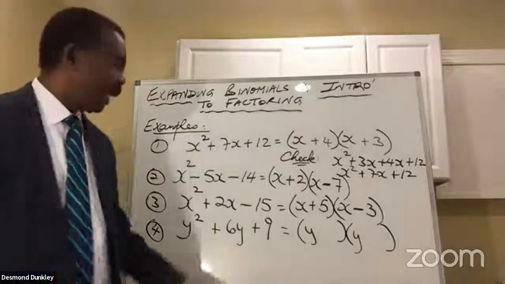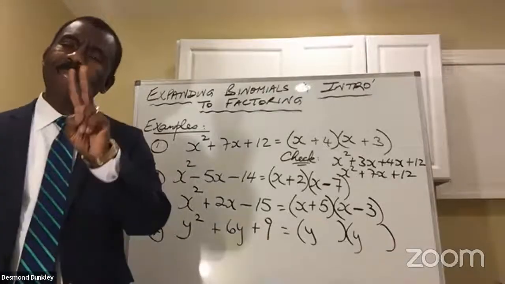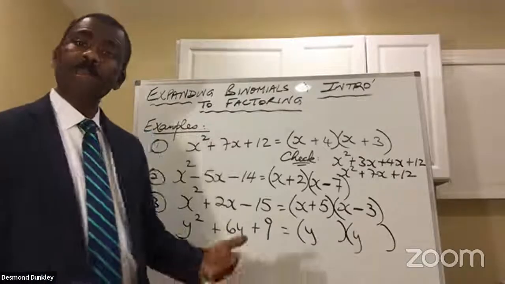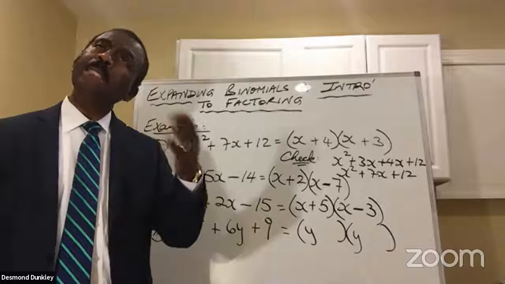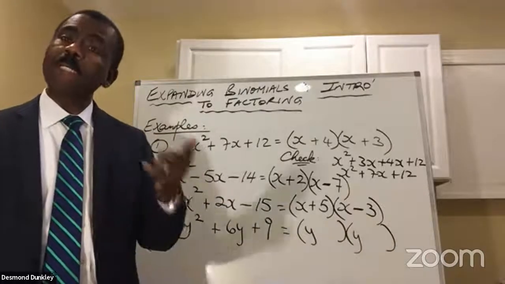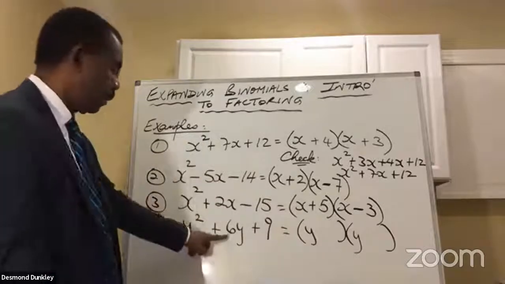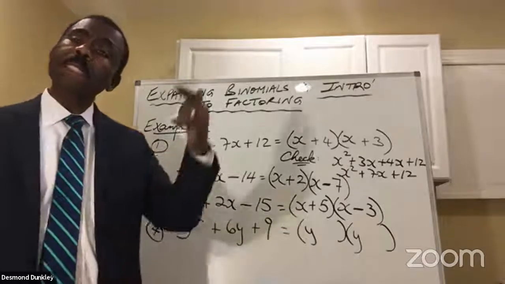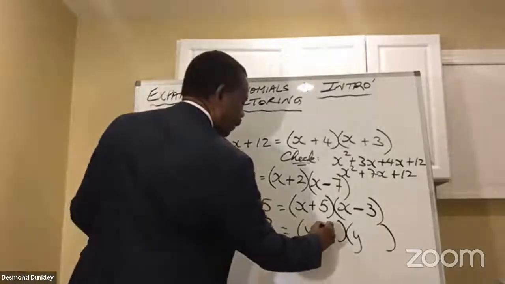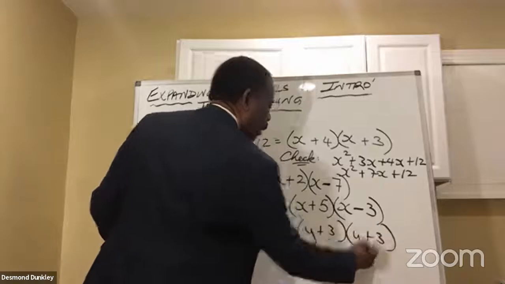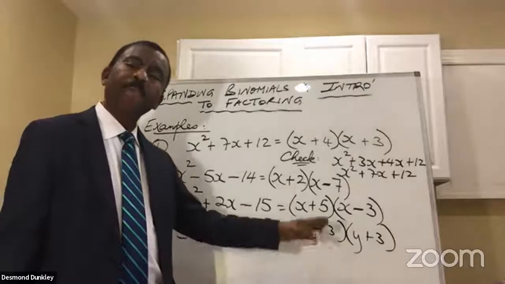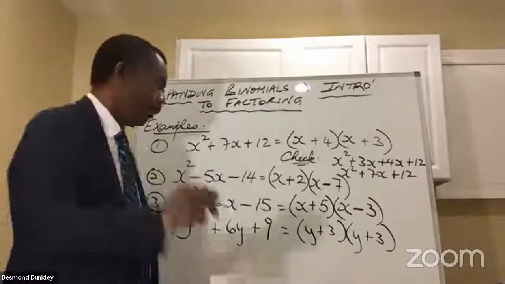What two numbers multiply to give you 9? When you add them, you end up with 6. So they multiply to give you 9 and add to give you 6. 9 times 1 and 3 times 3. 9 times 1 is 9, but 9 plus 1 is 10. It doesn't work. 3 times 3 is 9. 3 plus 3 is 6. Oh, so the answer is 3 and 3. And of course, you could have written this as (y plus 3) to the second power.